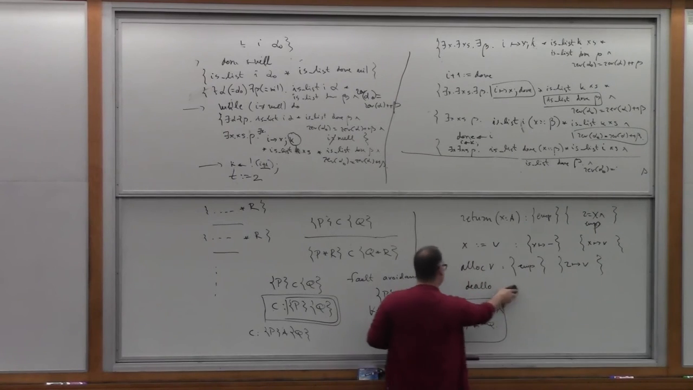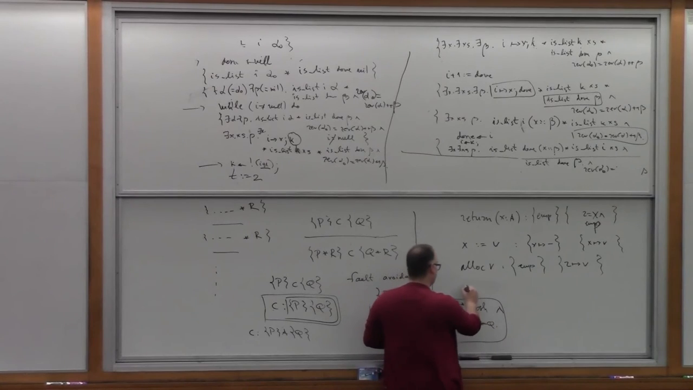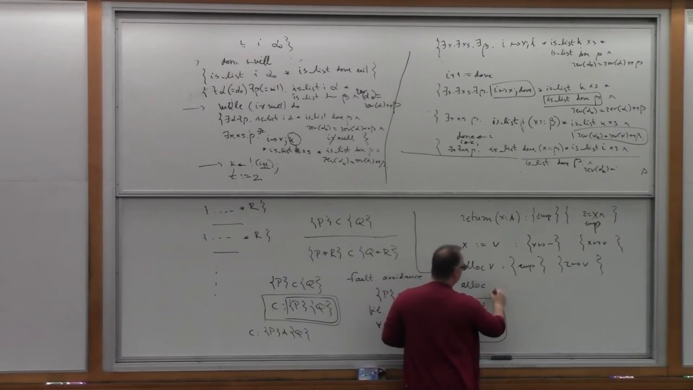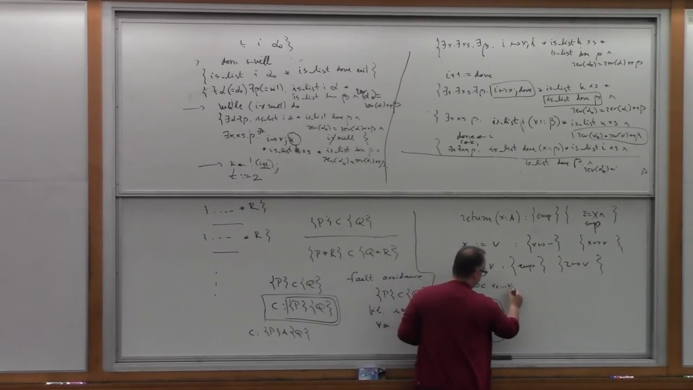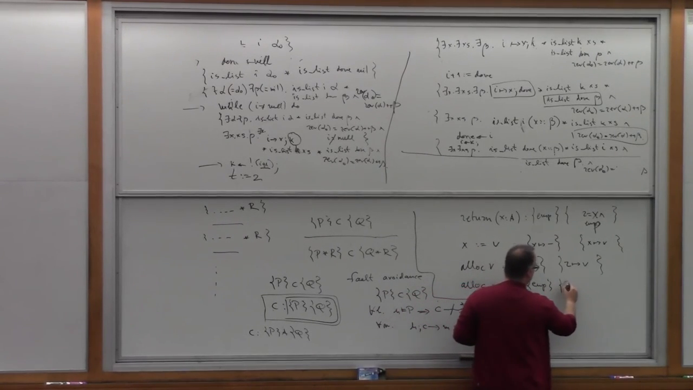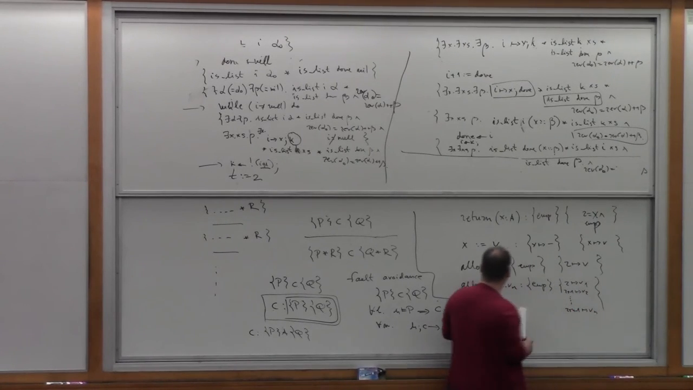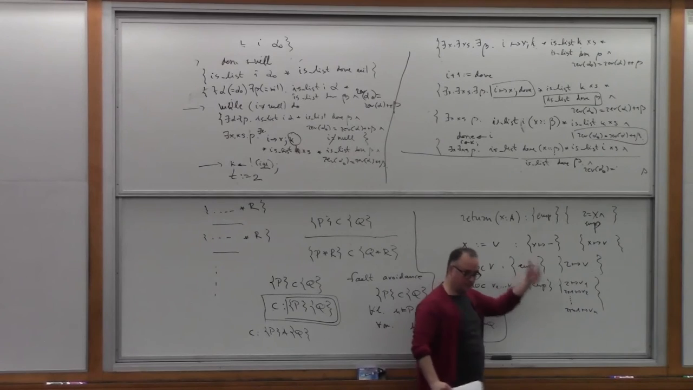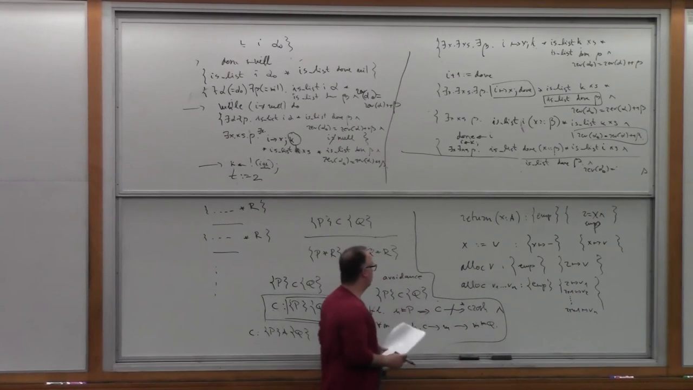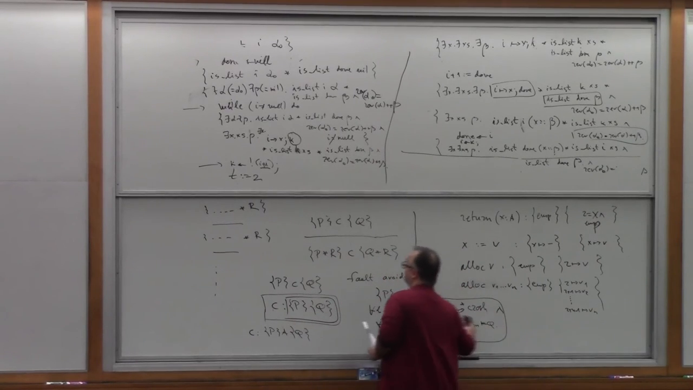Actually, I will need a different allocation command with more than one argument. I'll overload and call it also alloc, but I'll pass it a list. And then I will have r points to v1, and then r plus 1 points to v2, and so on, r plus n minus 1 points to vn. So I want an allocation command which gives me n consecutive locations. It will just be useful.